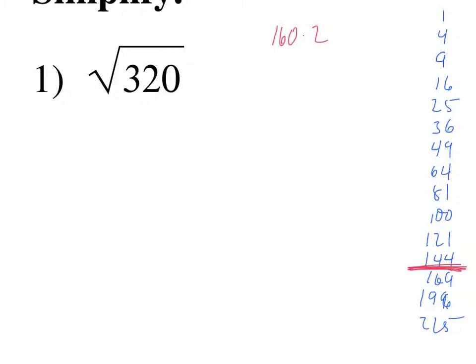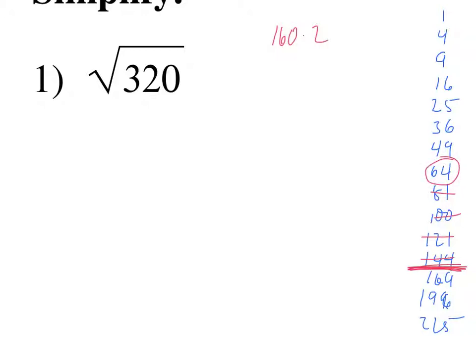So what we want to do then to simplify this is we want to start big. We want to start at 144 and work our way down the list. So take 320 divided by 144. Does it come out nice and even? No, it doesn't. So that one doesn't work. Try 320 divided by 121. No. 320 divided by 100. No. 320 divided by 81. No. 320 divided by 64. Yes. That one works.